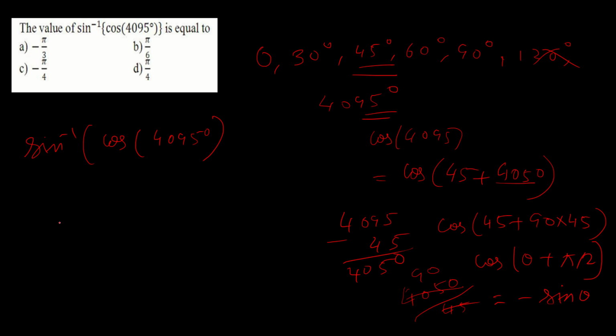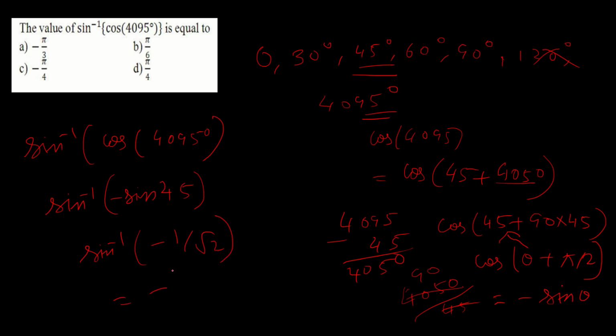So we can come here and instead of cos of 4095, we can write: sine inverse of minus sine 45, because here theta is 45 degrees. See, what is sine 45? It is 1 by root 2. So it will be sine inverse of minus 1 by root 2.